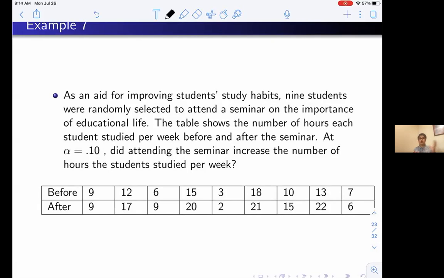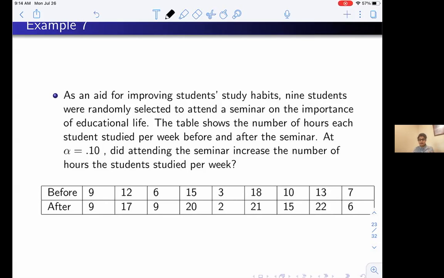First, we have readings before some kind of experiment, and then I have some readings after the experiment, for the following data. In this data, we selected 9 students for the survey, and we gave them a seminar on the importance of educational study. So we are going to see how much it is going to affect them, and whether it would be helpful for the students or not. This is why we have one data set before the seminar and one after the seminar.